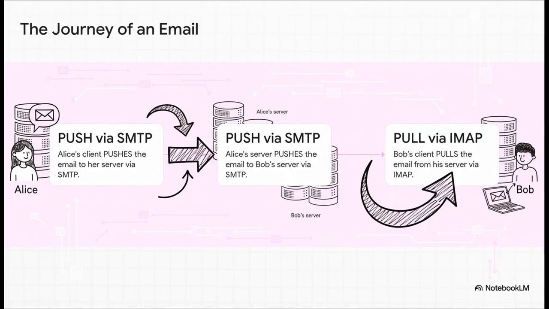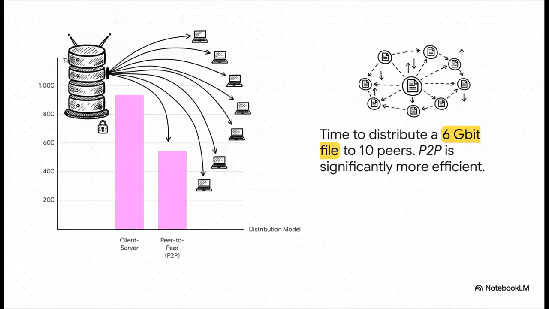Look at email. When you send an email, your computer uses a push protocol called SMTP to push it out to your server. Then your server pushes it to your friend's server. But when your friend checks their mail, their computer uses a pull protocol, like IMAP, to pull the message down. It's a whole system of pushing and pulling. Or think about sending a huge file. In the old model, one server has to send it to everybody, which takes forever, over 900 seconds in this example. But with peer-to-peer, or P2P, everybody who downloads the file also helps share it. The workload is distributed, and look at the result. It's way more efficient, taking just over 500 seconds.